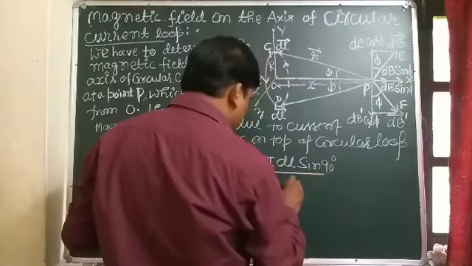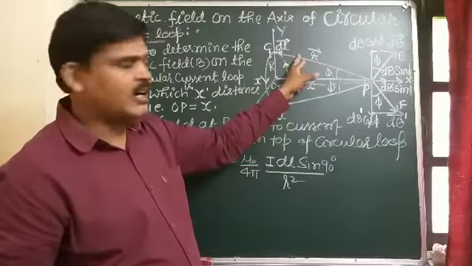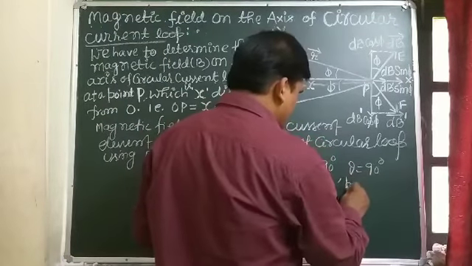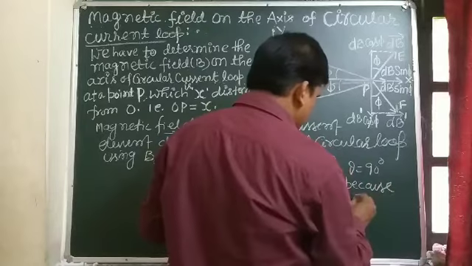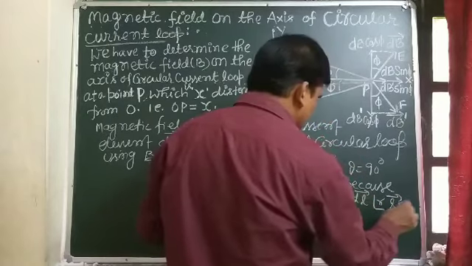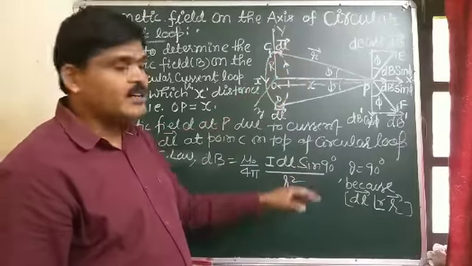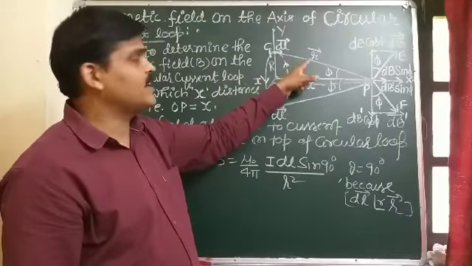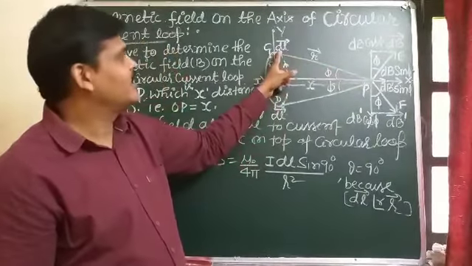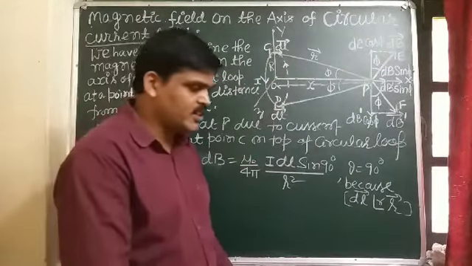Here theta is 90 degree, because dl vector is perpendicular to vector r. You know that theta is the angle between dl vector and r vector. But in this diagram, it is not clear that the angle between dl vector and r vector is 90 degree.